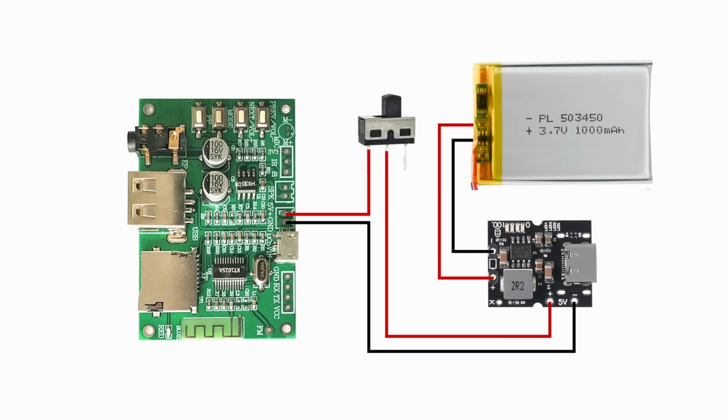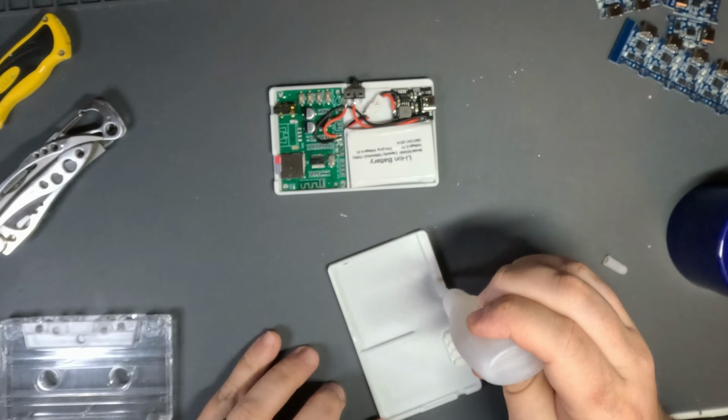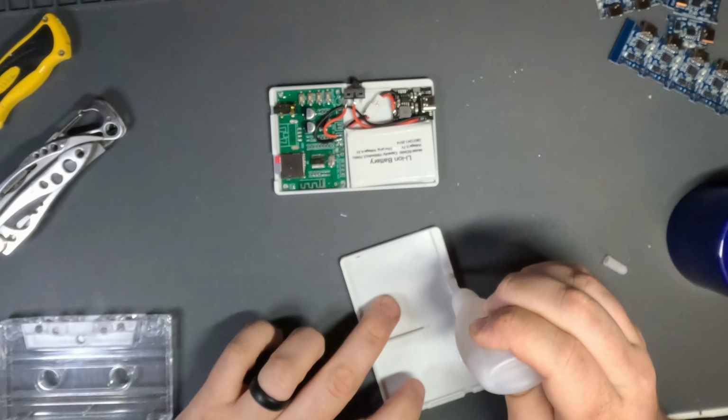The wiring on this project is really simple. The battery goes into the charger, the charger output goes to the PCB with a switch in between on the positive, and that's pretty much it. I used some CA glue to secure everything down, and everything fits nice and snug.